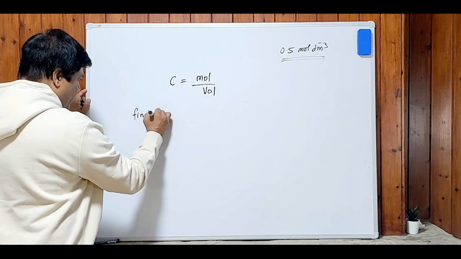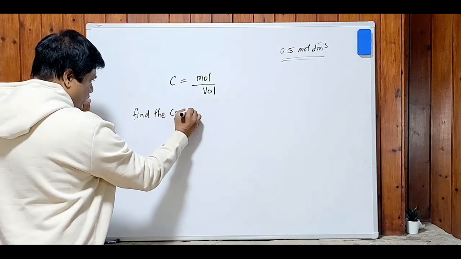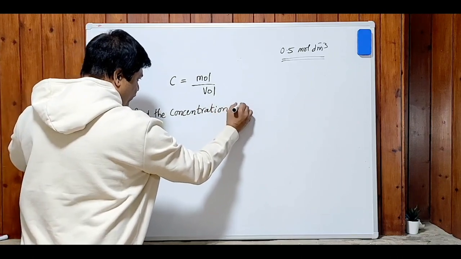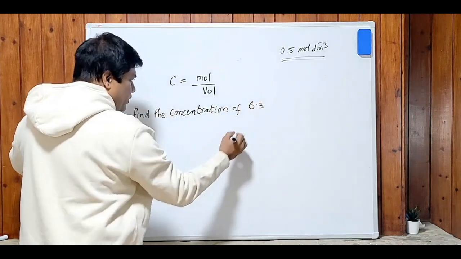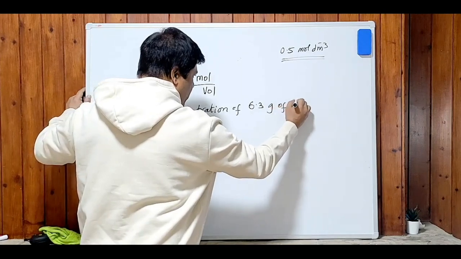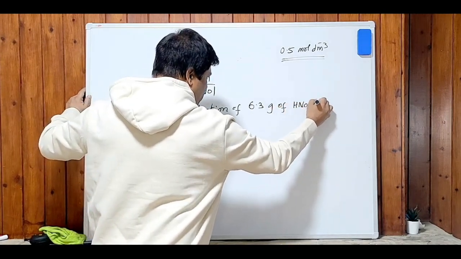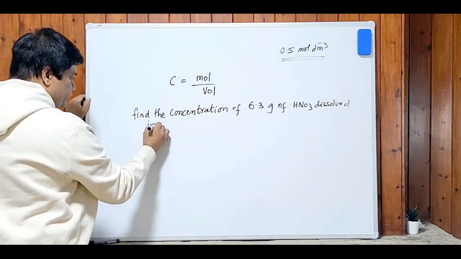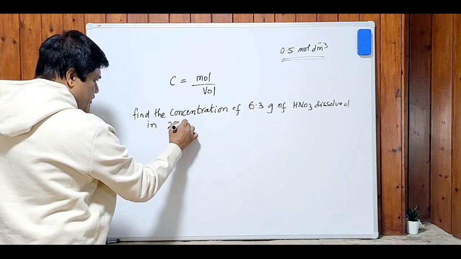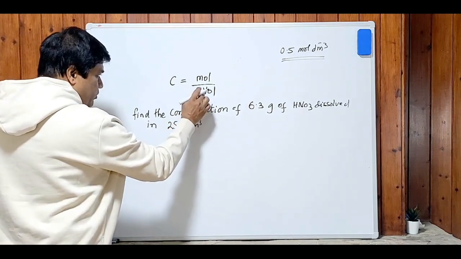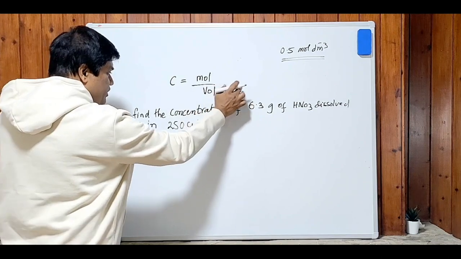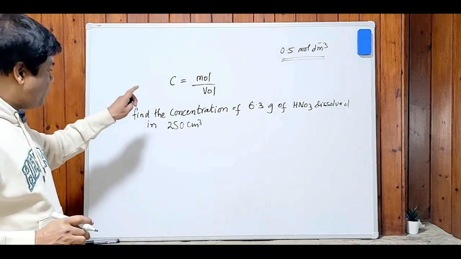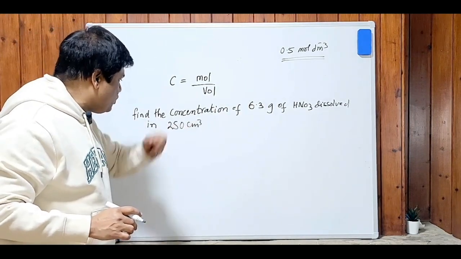Find the concentration of 6.3 gram of HNO3 dissolved in 250 centimeter cube. Make sure, guys, this volume is always in dm cube. Whenever you get centimeter cube, first thing you have to do, convert it into dm cube.